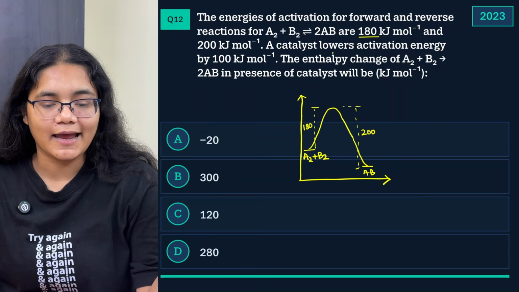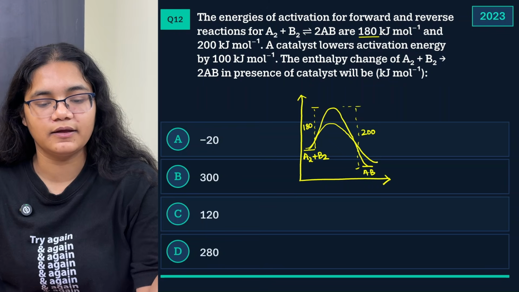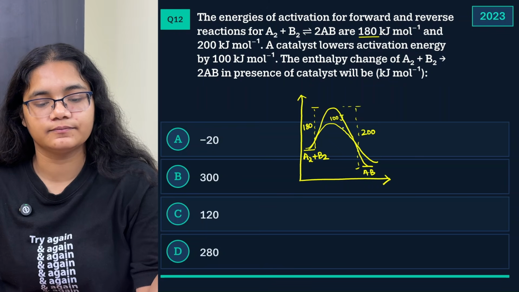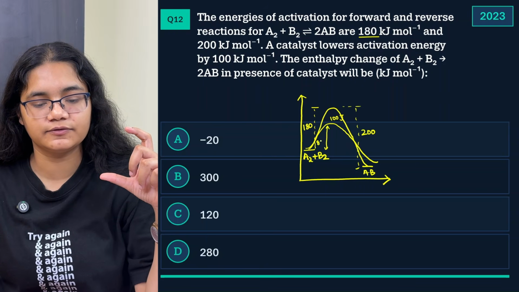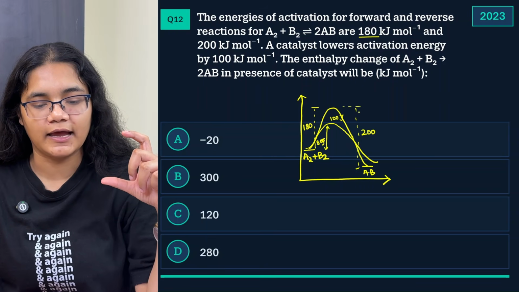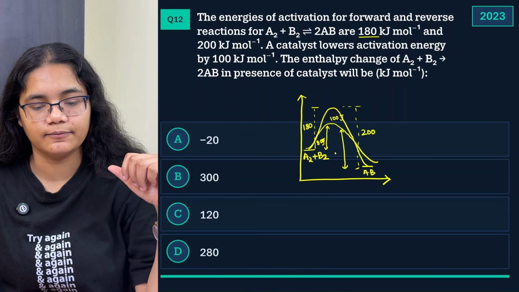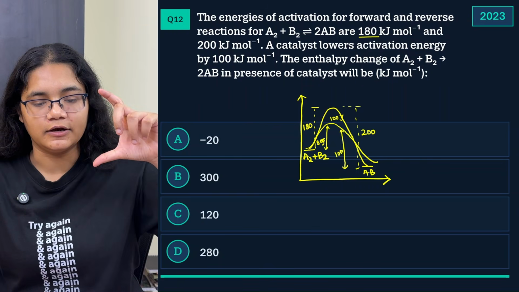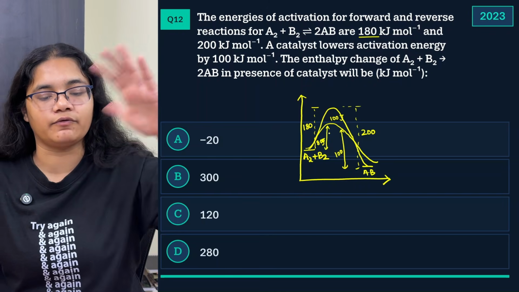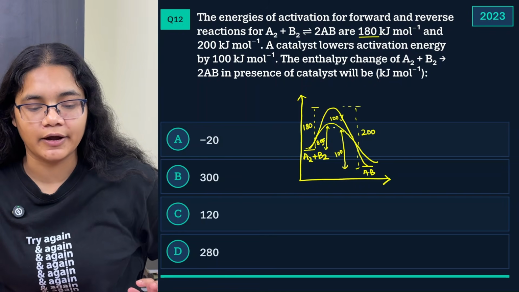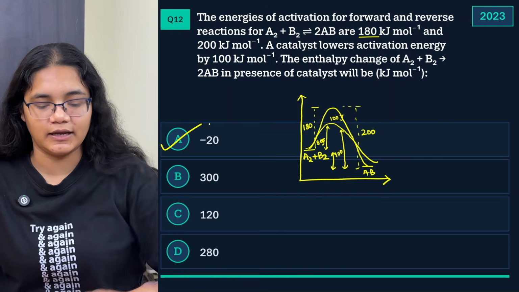A catalyst lowers the activation energy by 100 joules. So this is lowered by 100 joules. Already it was 180, so now this one is 80 joules, and this 200 will now be reduced, so this one is now 100. The backward activation energy now is 100 and the forward activation energy now is 80. So what is the difference between these two? That is 20, option A here.